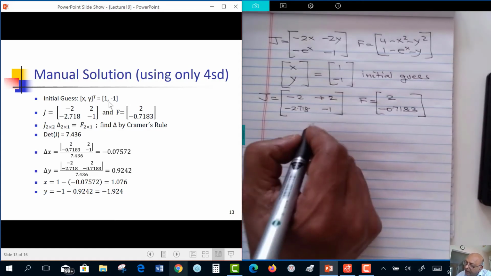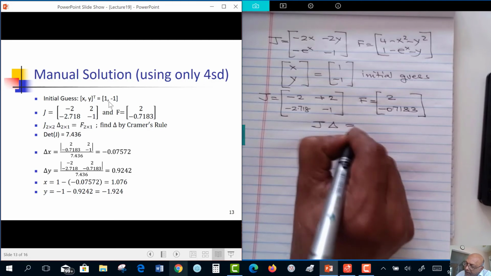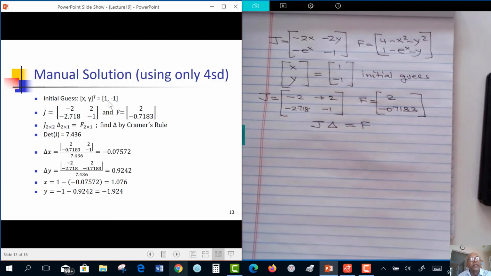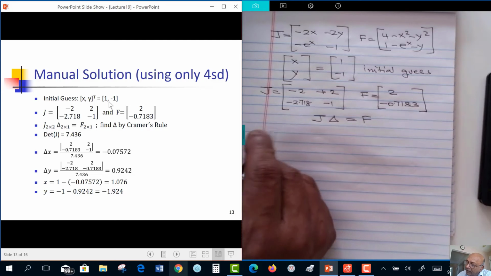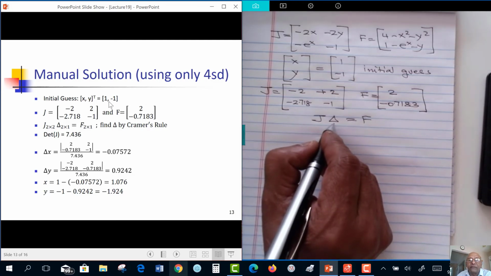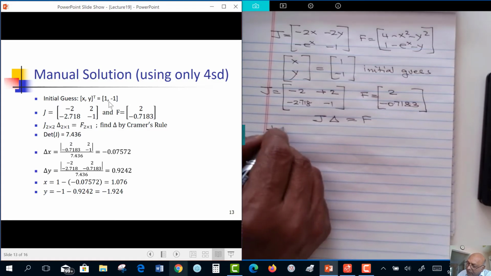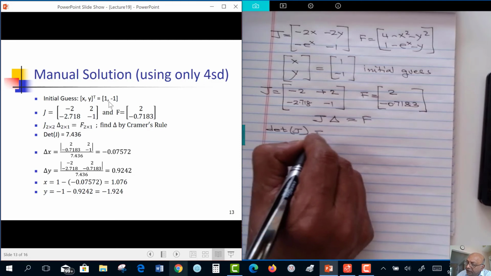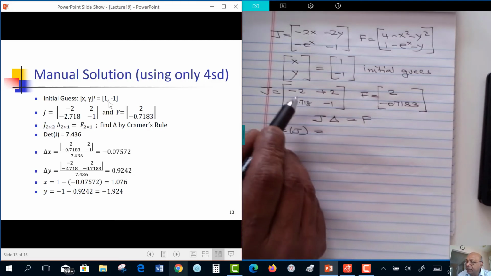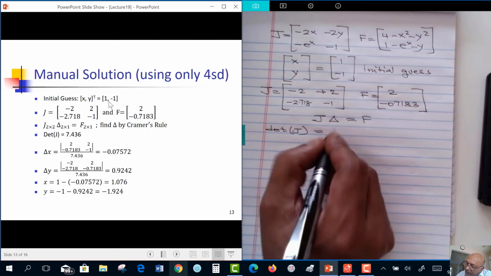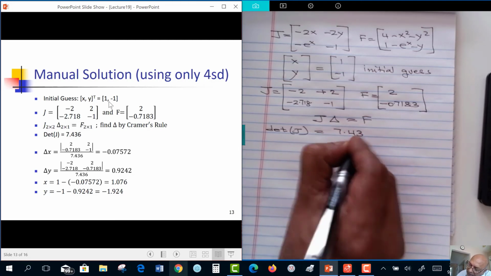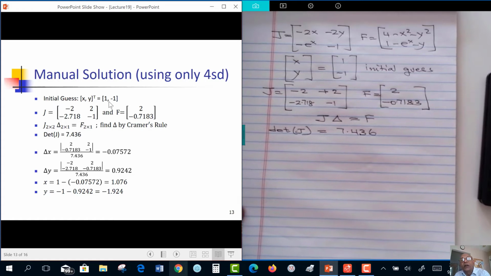So we want to solve for delta, and remember, J times delta is equal to F. We are going to forget the negative sign for the time being. So to solve for delta, we are going to use Cramer's rule. So for Cramer's rule, we need to first find the determinant of J. So we find the determinant of J, this times this, minus this times this. We will get 7.436. Please do these calculations along with me. If you don't, you will not realize the details that I am going through.